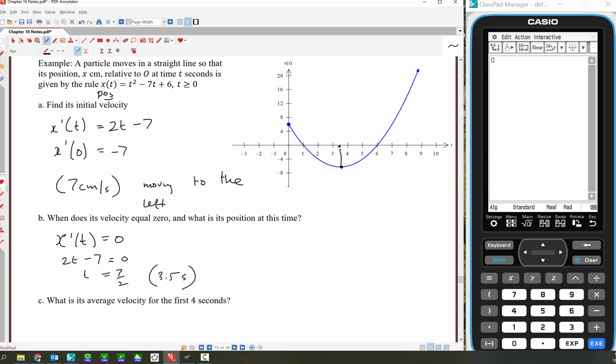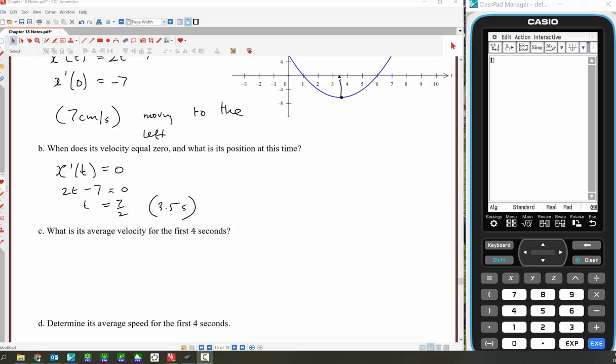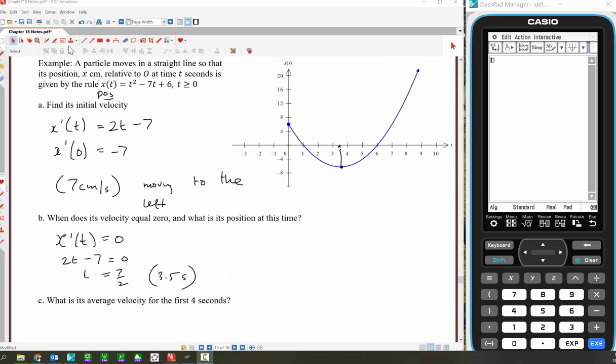So when does its velocity equal 0? At 3.5 seconds. Now that we know that at time 3.5 seconds it has a 0 velocity, what we'll do now is get its position at that point in time. That is going to be found by doing x of 7 on 2.